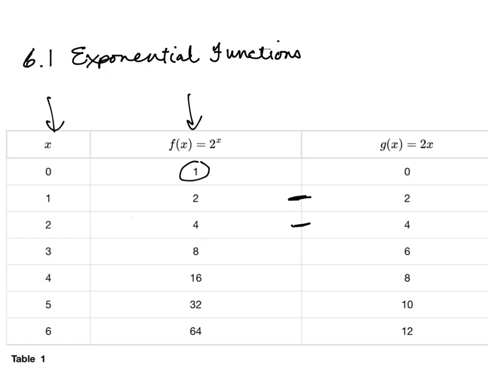What if I raise 2 to the third power? One is 8 and one is 6. Okay. What if I raise 2 to the fourth power? 16 and one's 8. 2 to the fifth? 32, while 2 times 5 is only 10.